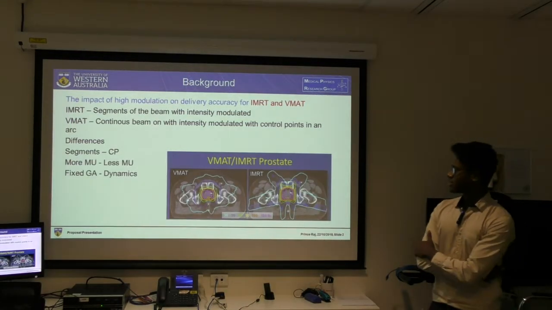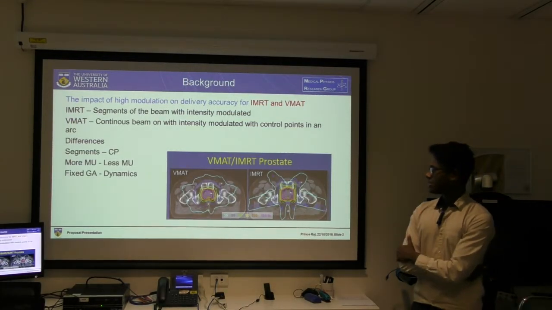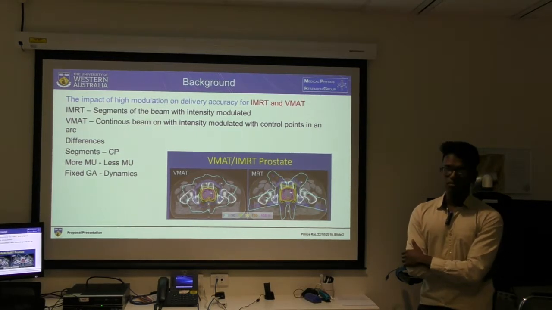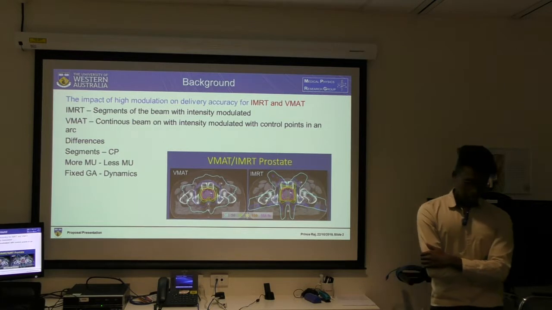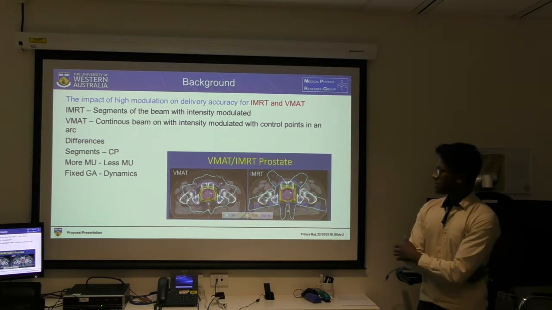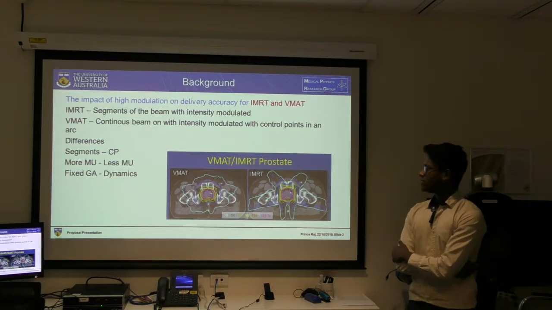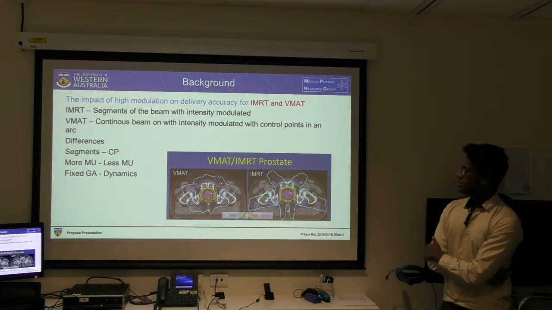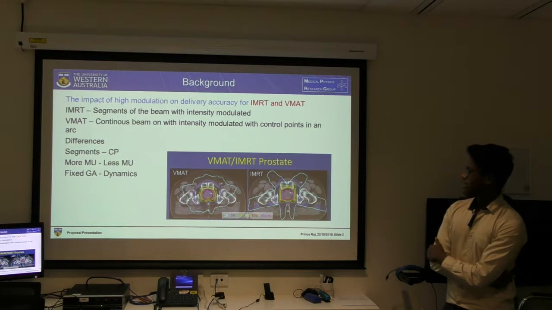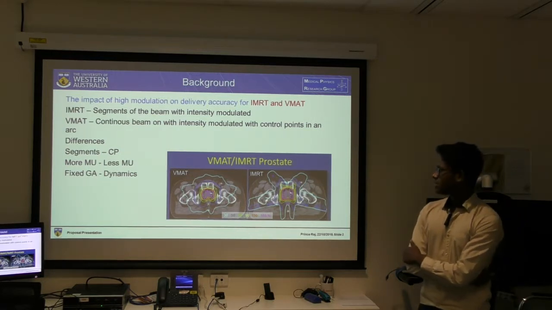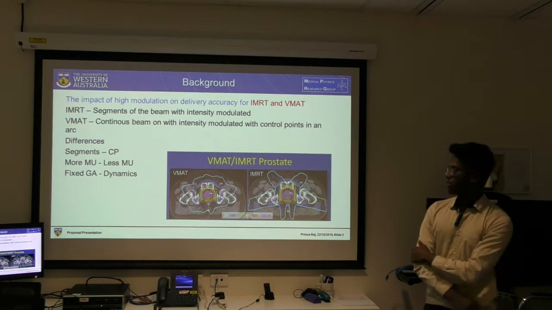So the major differences between IMRT and VMAT are: for IMRT the beam is divided into segments, and for VMAT it's control points. IMRT has more monitor units while VMAT consumes less. IMRT has a fixed gantry angle, and VMAT is dynamic because it's moving along.